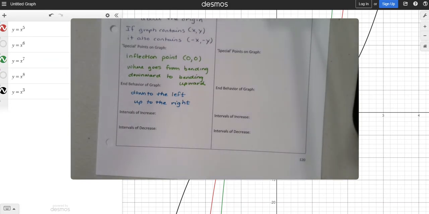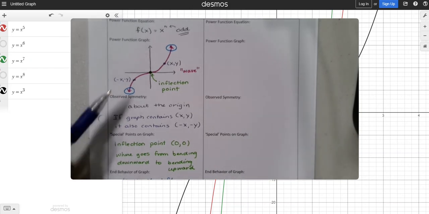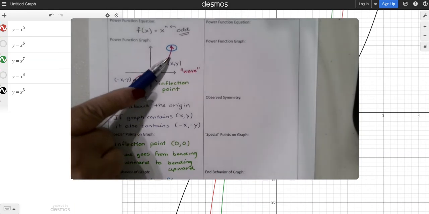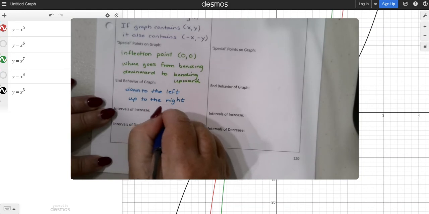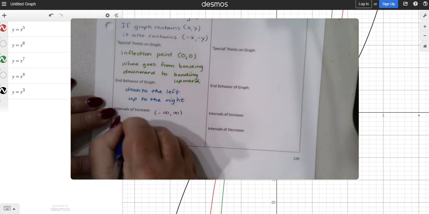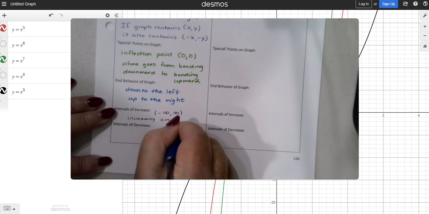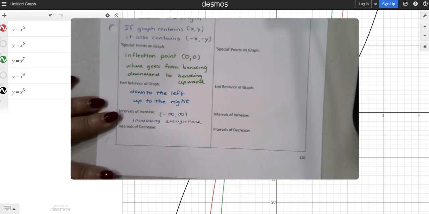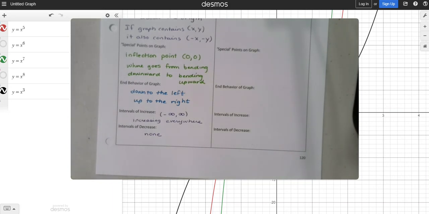All right, and last I want to analyze the intervals of increase and decrease. If I look at this graph, remember to read it from left to right. Starting over here on the left-hand side, we're going uphill, and we actually continue to go up all the way. So this is increasing everywhere. It increases from negative infinity to positive infinity. This graph has no intervals of decrease. It's not a decreasing graph anywhere.